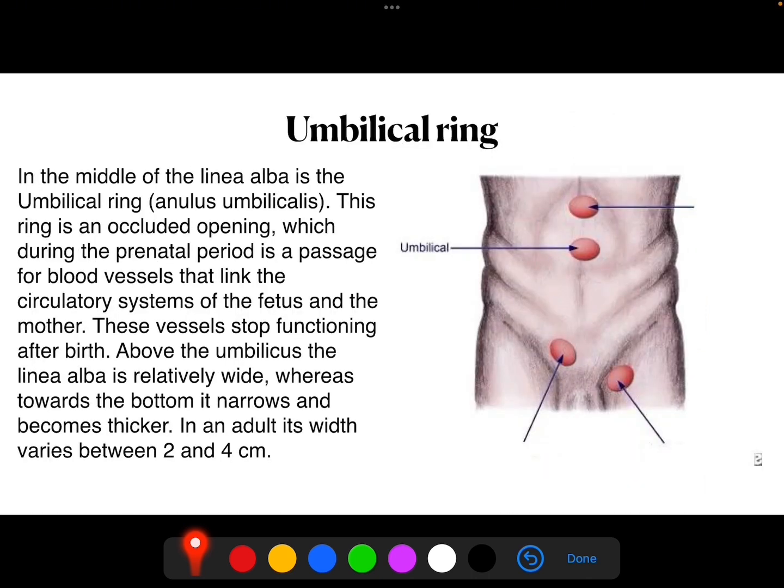Umbilical ring. In the middle of the linea alba is the umbilical ring. This ring is an occluded opening, which during the prenatal period is a passage for blood vessels that link the circulatory systems of the fetus and the mother. These vessels stop functioning after birth. Above the umbilicus, the linea alba is relatively wide, whereas towards the bottom, it narrows and becomes thicker. In an adult, its width varies between 2 to 4 cm.